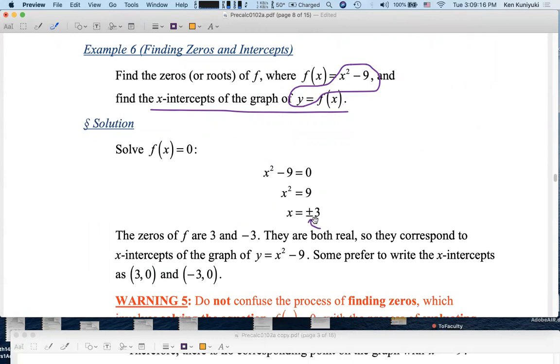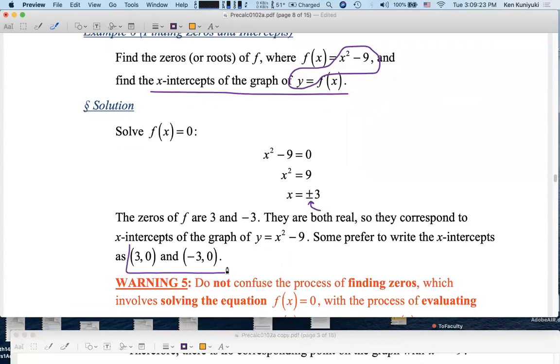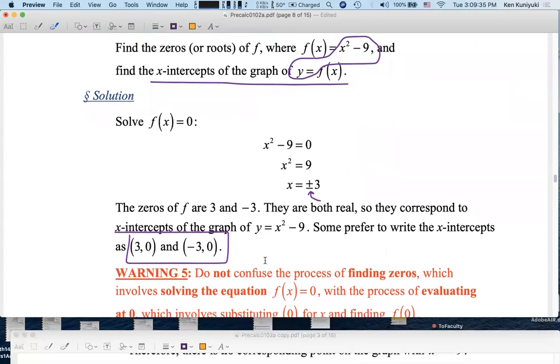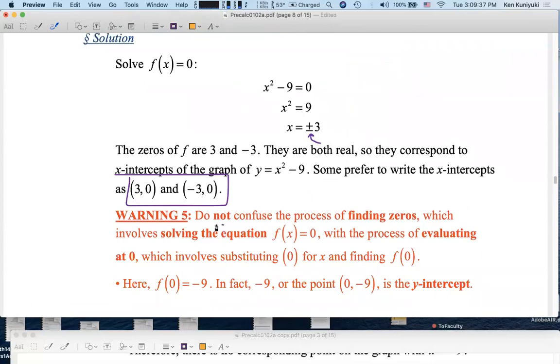So 3 and negative 3 are the real zeros or roots of this function. Therefore, the x-intercepts are at the points (3, 0) and (negative 3, 0). Remember that we normally write x-intercepts as ordered pairs. And again, to find x-intercepts, we have to solve an equation. We solve the equation y, or f of x, equal to 0.